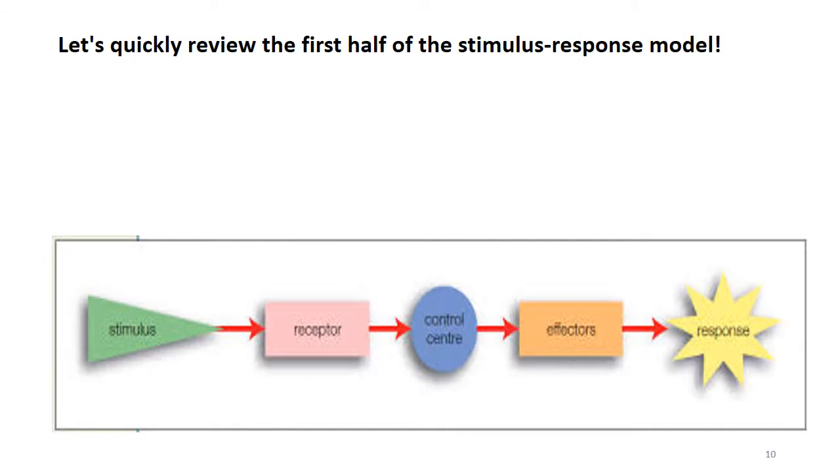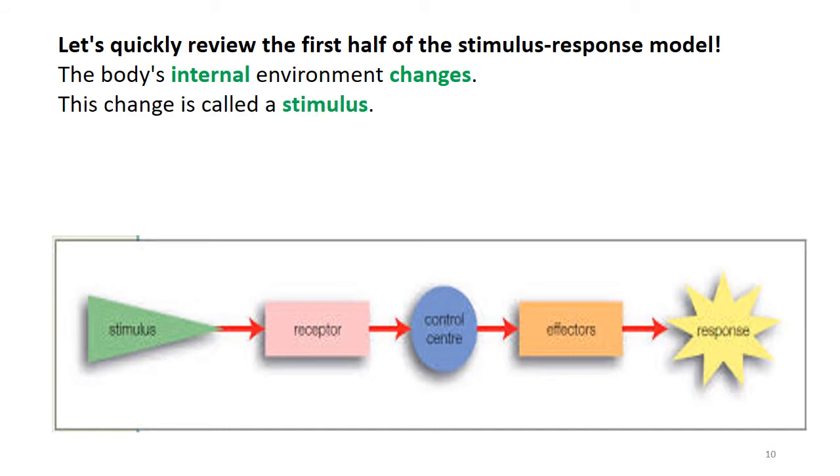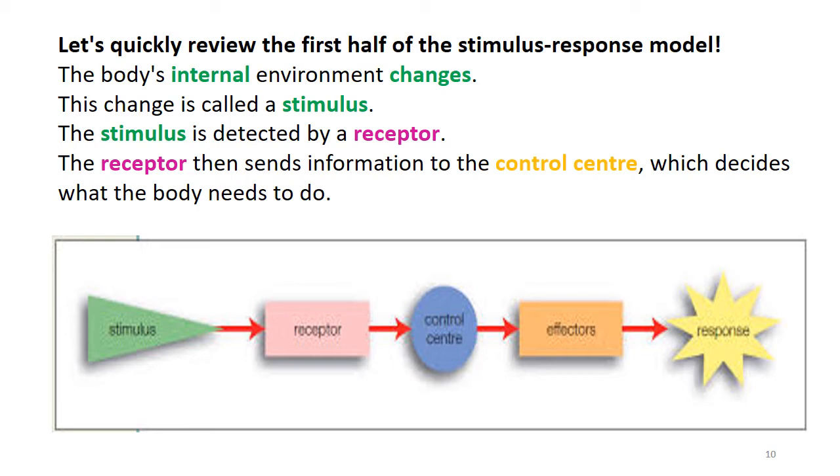So let's quickly review the first half of the stimulus response model. The body's internal environment changes. This change is called a stimulus. The stimulus is detected by a receptor. The receptor then sends information to the control centre, which decides what the body needs to do.